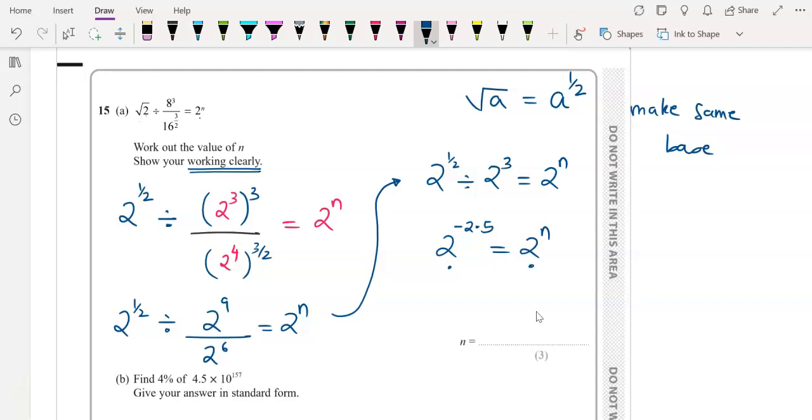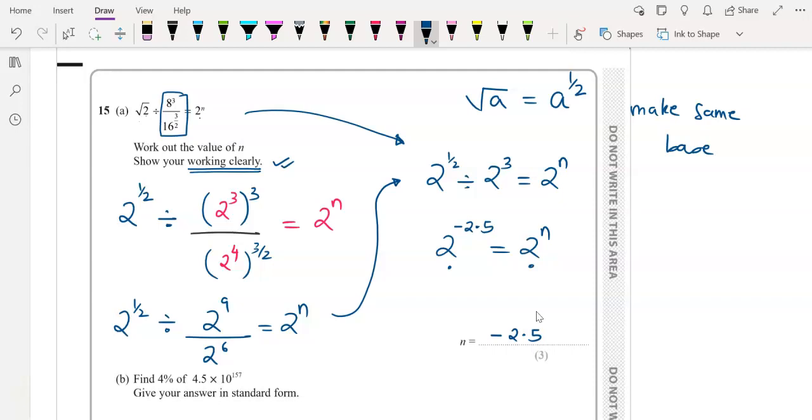You see that the bases are equal, so the powers will be the same. So the value of n is negative 2.5. Now if you have a problem in converting this, you can simply type this in the calculator and you will get the answer 8. So that brings you directly to this step. But they want full steps, so it's better to do it this way.